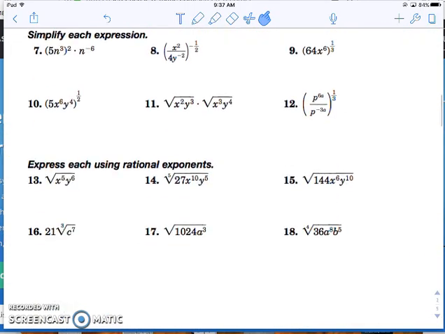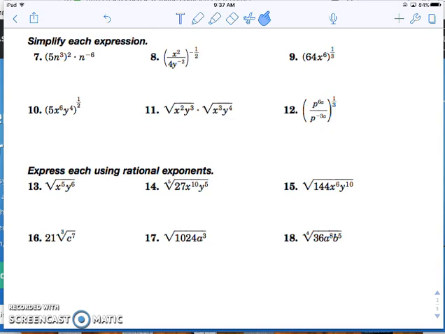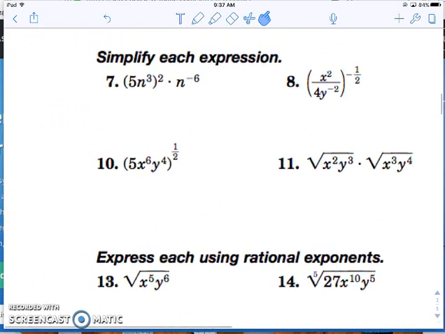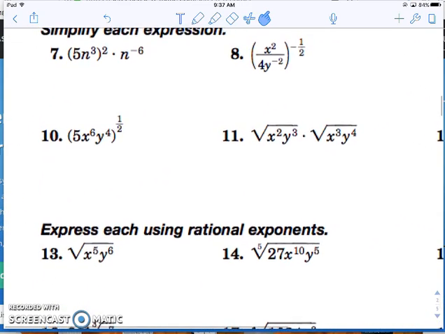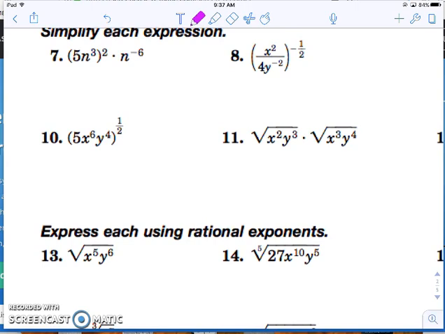So let's see this next page. Some more simplifying. So if we distribute on this one, we got 5 squared n to the 6 times n to the negative 6. Well, we add those, so that's 25 n to the 0. So that's just 25.